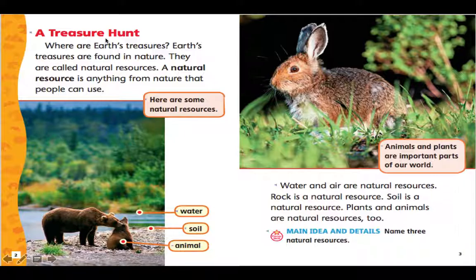It says a treasure hunt. Where are Earth's treasures? Earth's treasures are found in nature. They are called natural resources. A natural resource is anything from nature that people can use. Water and air are natural resources. Rock is a natural resource. Soil is a natural resource. Plants and animals are natural resources too.